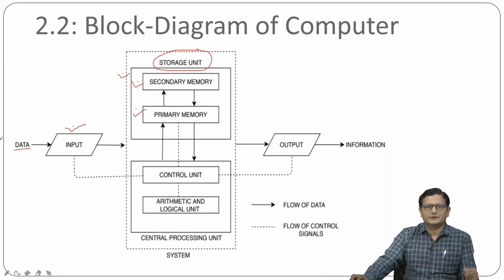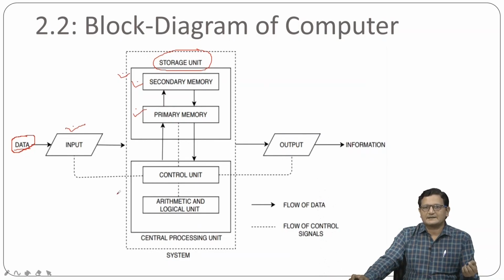Suppose the user has entered data, for example. Where do we need to store the data? Obviously we need to store it in some memory, and for that purpose we are using these memories called primary memory and secondary memory. Then what is this?